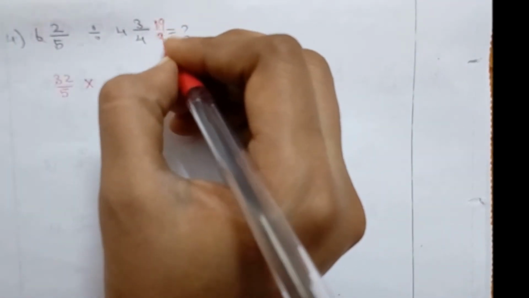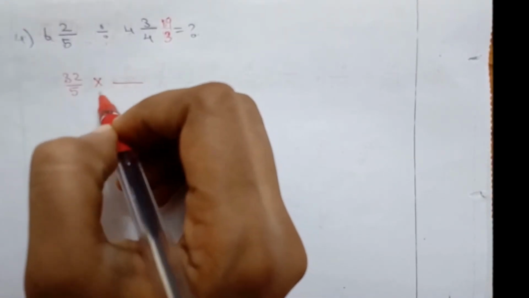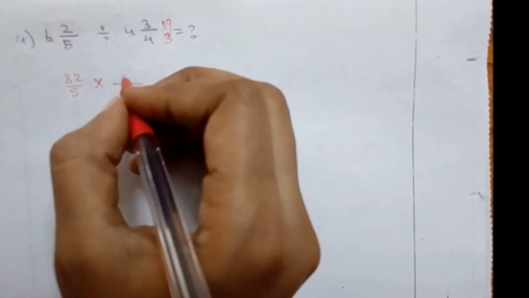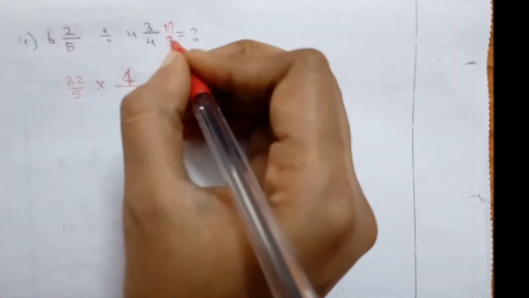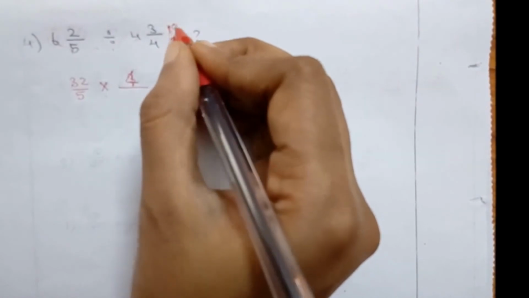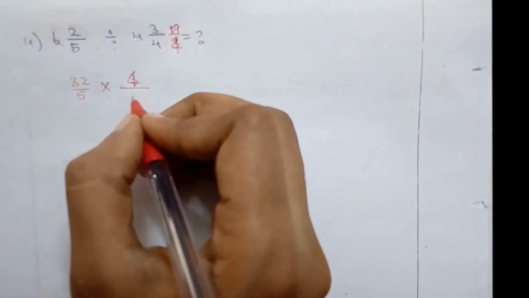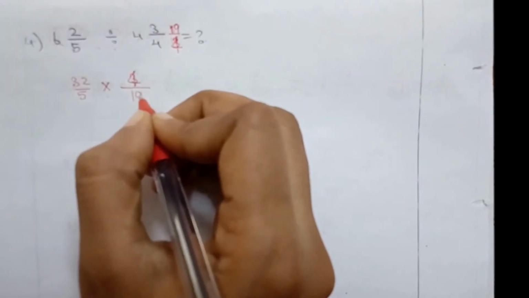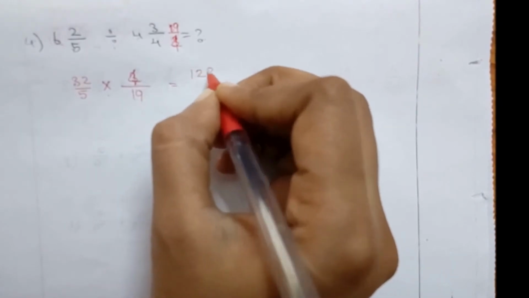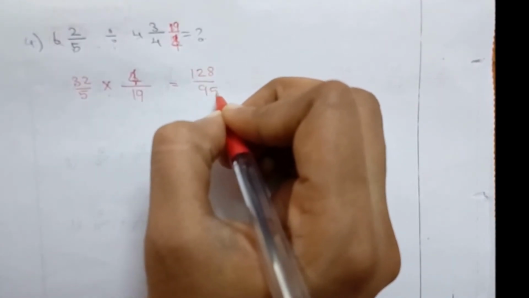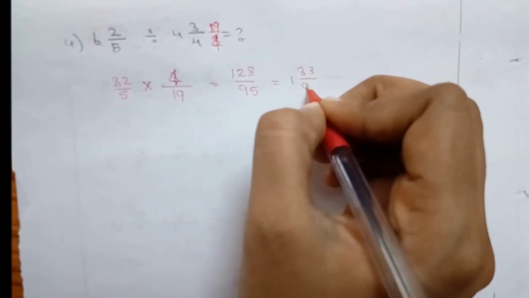19 by 3 while division, but I have changed it into multiplication. Okay, here it is 19 by 4. By changing into reciprocal, I will get 4 by 19. So after cancellation, I'll get 128 by 95, which I can write as 133 by 95.